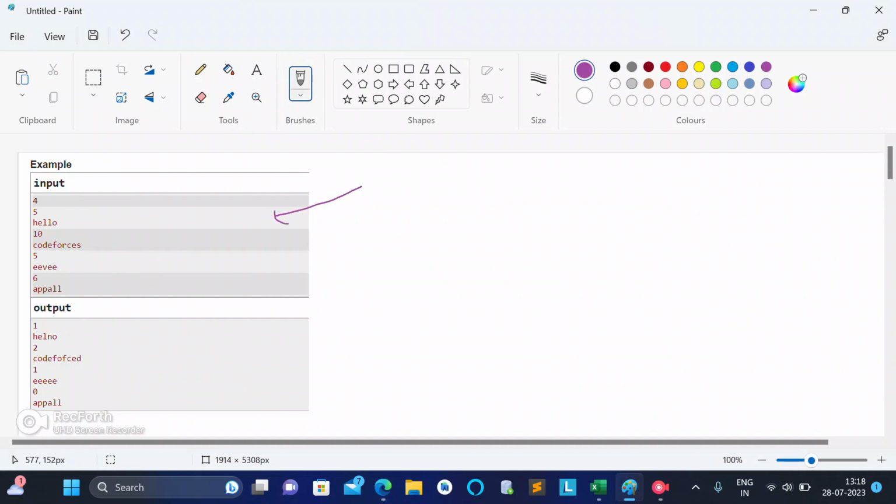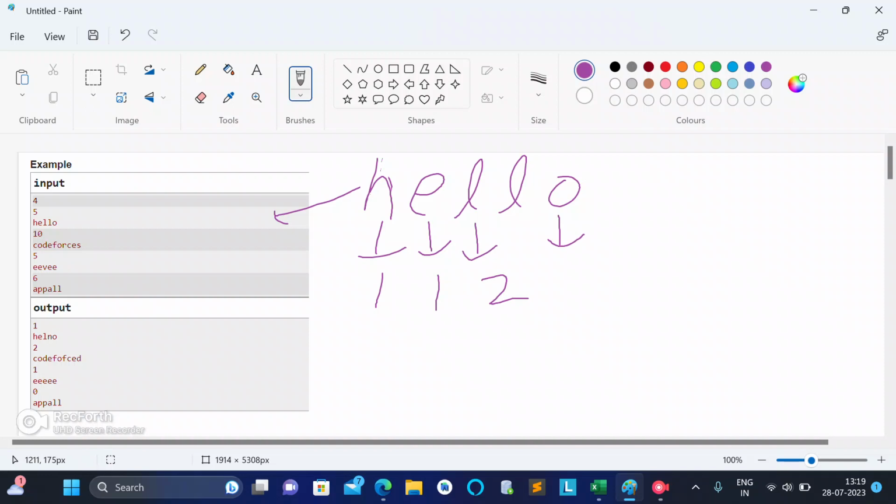In example 1, we are given "hello". We can see that the occurrence of H is 1 time. The occurrence of E is also 1 time. The occurrence of L is actually 2 times, and the occurrence of O is 1 time.